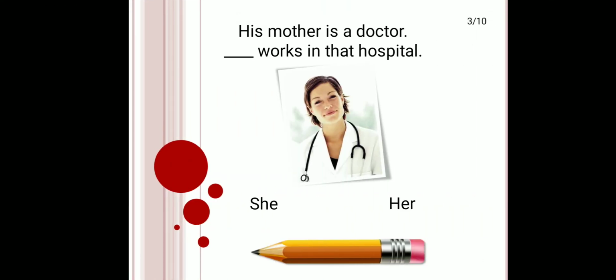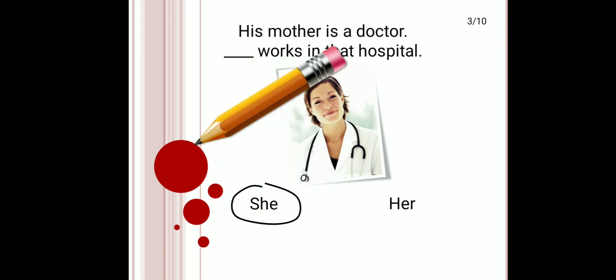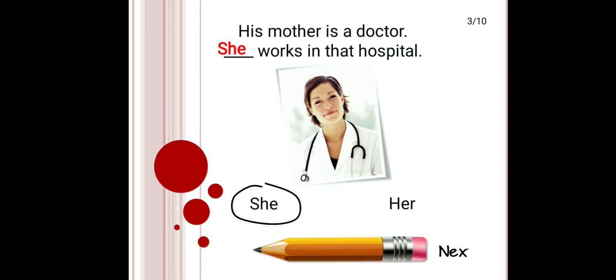His mother is a doctor, works in that hospital. It's a new sentence. So it should start with a subject. And the subject should come before the verb. And the verb here is works. So here I have to use a subject pronoun. So I'm going to choose, excellent, she works in that hospital.